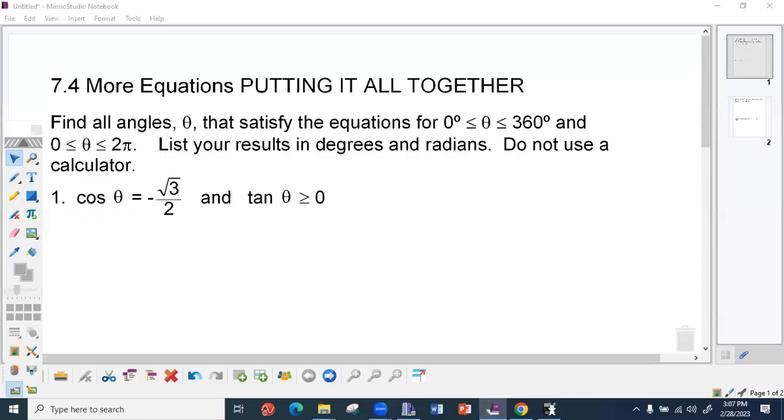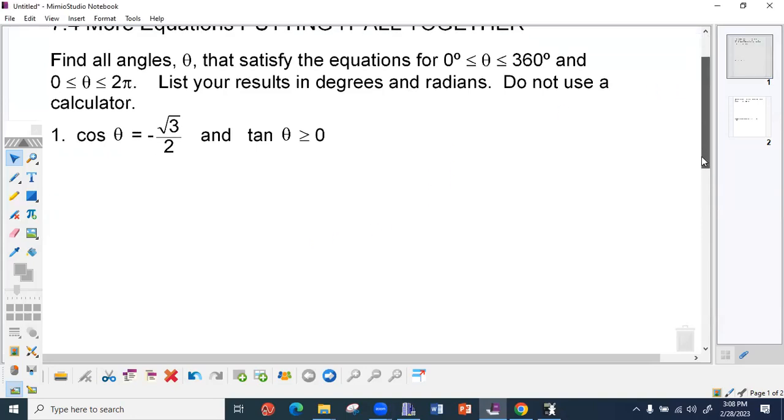All right. 7.4. Again, 7.4 looks like it's a lot, but it's going to go really quick. It's just because your teacher actually didn't put in the right print settings. Okay. So sorry. Here we go.